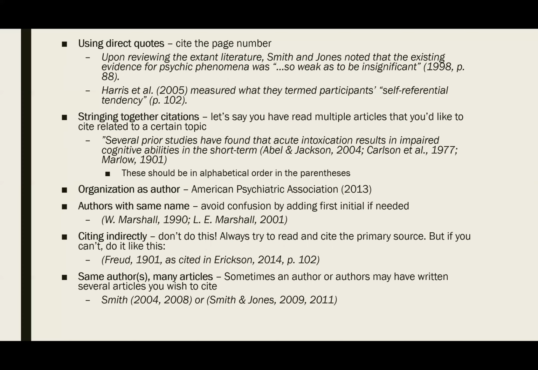If you're stringing together citations, and basically you're saying something in a sentence in your paper, but you have found support for that sentence in multiple existing research articles, you'd put them all in parentheses together. Here you have Abel and Jackson 2004, and then a semicolon, Carlson et al. 1977, semicolon, and Marlowe 1901. And these should be in alphabetical order in the parentheses. That is of note too. So Abel's first, Carlson second. You don't organize them by chronological order by year.